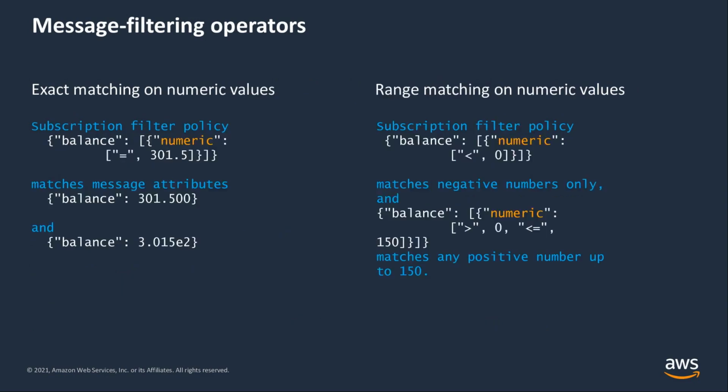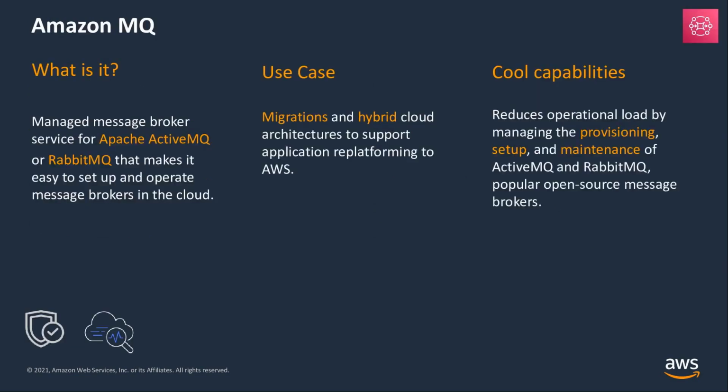You can also use numeric values to match message attributes and filter messages, either exact matches or ranges. We saw this with Eventbridge as well. And so that's it for SNS. I told you I'd be quick there.